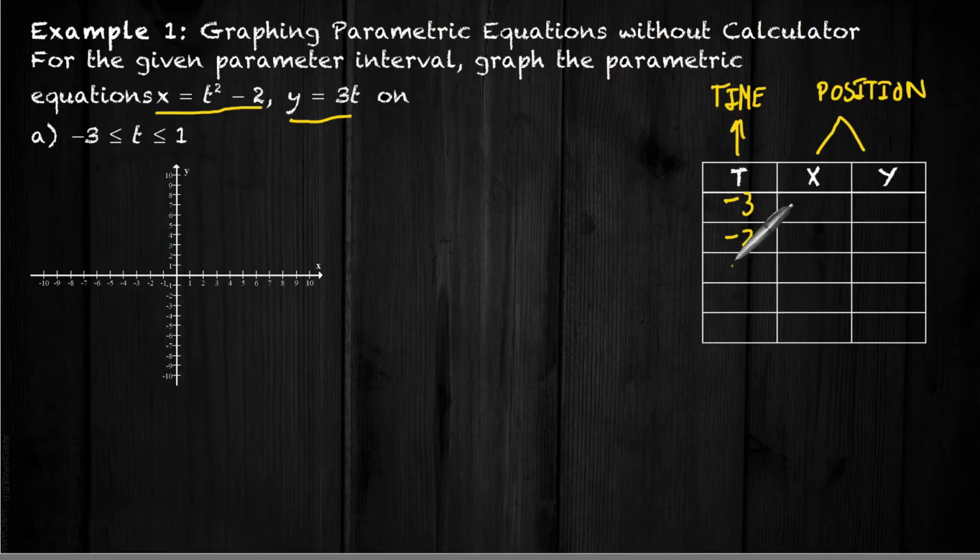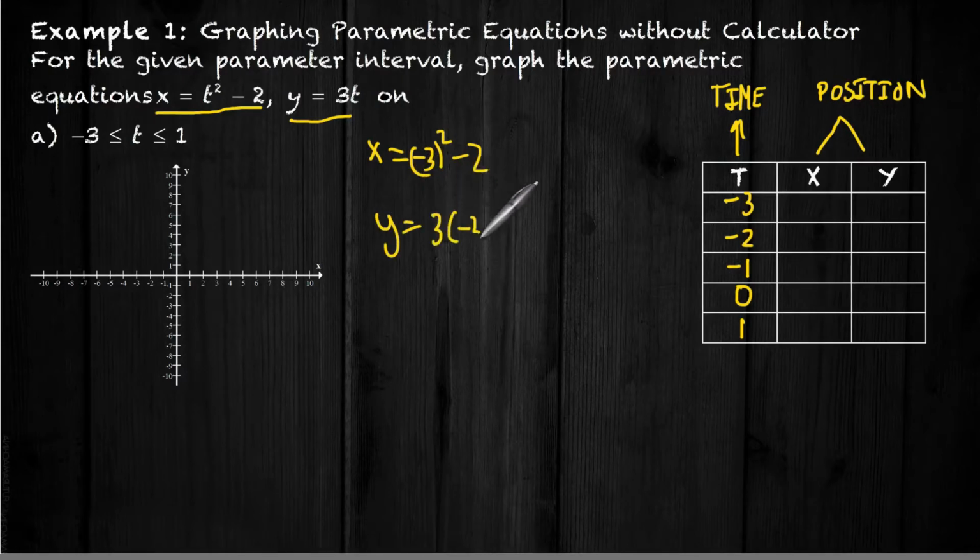You have -3, -2, -1, 0, and 1. When you plug -3 in for these t's, let's just do the first one so you can see how it is, and then I'll give you the rest of them. X is equal to -3 squared minus 2 for the x, and the y is going to be 3 times -3. So -3 squared is 9, minus 2 is 7, and then the y is 9.